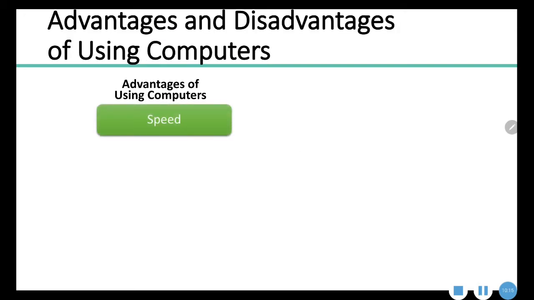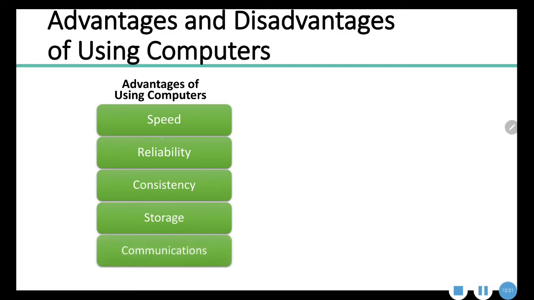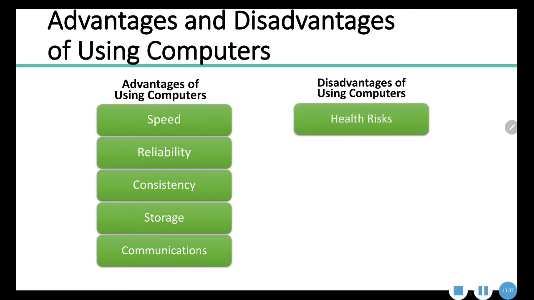So the advantages and disadvantages of using computers. You have to know at least three advantages and three disadvantages. Advantages of using computer is due to its speed. Computer can process things faster than human can do. And it is reliable.